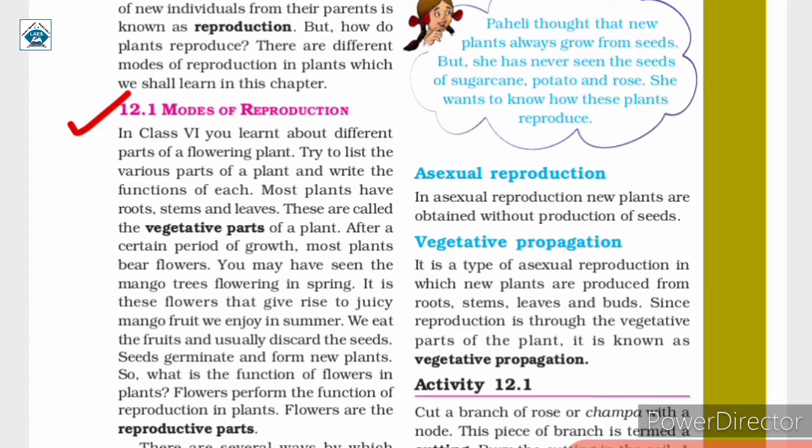So, what is the function of flowers in plants? Flowers perform the function of reproduction in plants. Flowers are the reproductive parts.